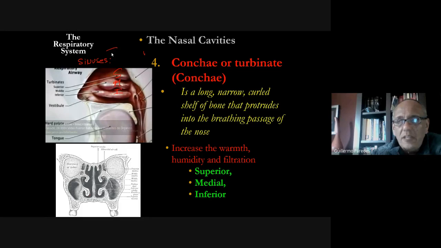Another thing that is draining here into the nasopharynx will be the eustachian tube. The eustachian tube is coming from the middle ear. Remember, the eustachian tube is not the external ear canal. The eustachian tube is the connection between the middle ear and the pharynx. Okay?